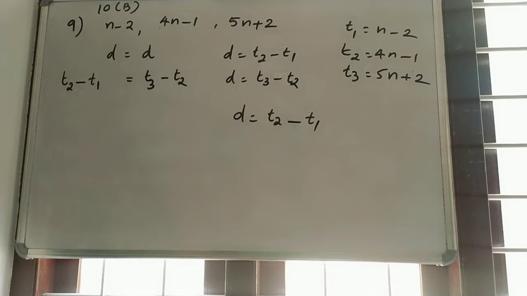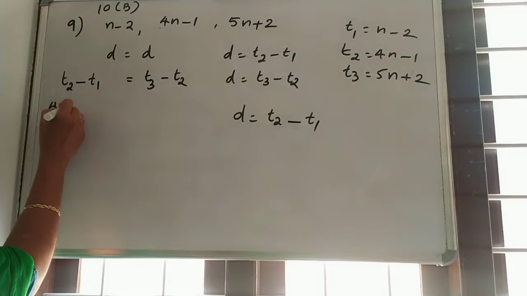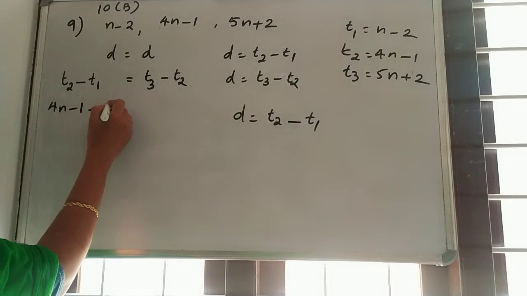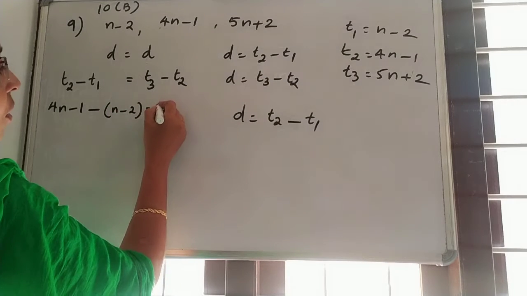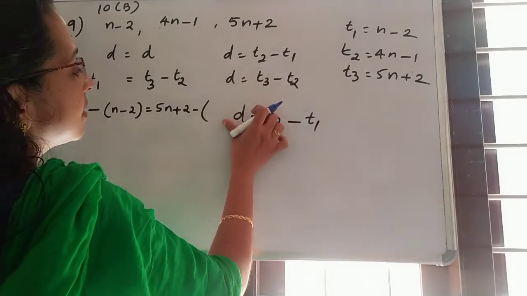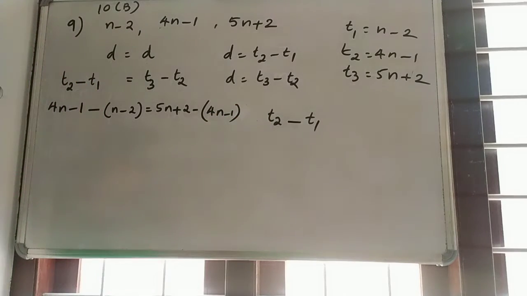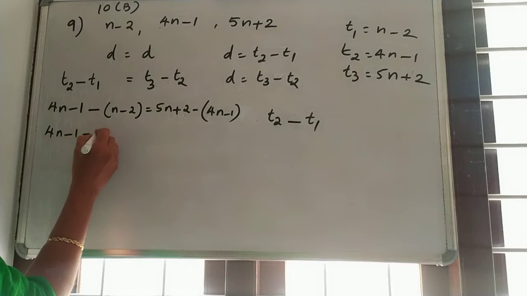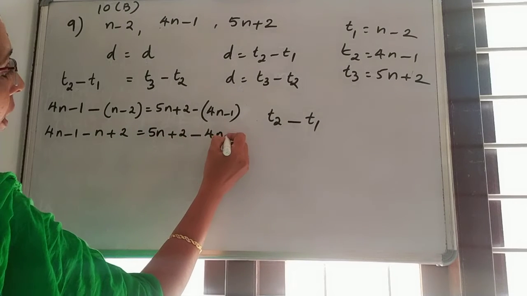So how can we write T2 minus T1? T2 is 4n minus 1, so 4n minus 1 minus of T1, n minus 2, is equal to T3, 5n plus 2, minus of T2, 4n minus 1. Okay, so change the brackets. We will get 4n minus 1 minus n plus 2 is equal to 5n plus 2 minus 4n plus 1.